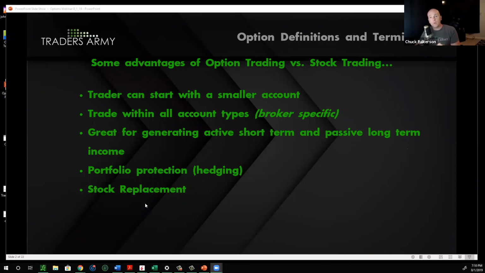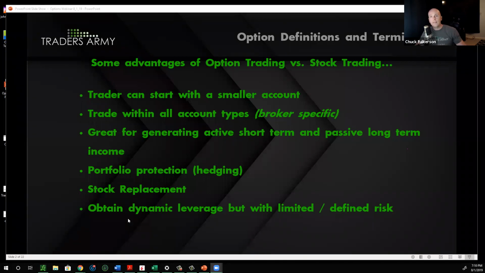They're great as a stock replacement. So instead of trading stock, we're going to trade options. And the examples I show you tonight are primarily going to be stock replacement examples. This is a big one. So we can obtain what's called dynamic leverage with limited and defined risk. So let me explain what dynamic leverage means.